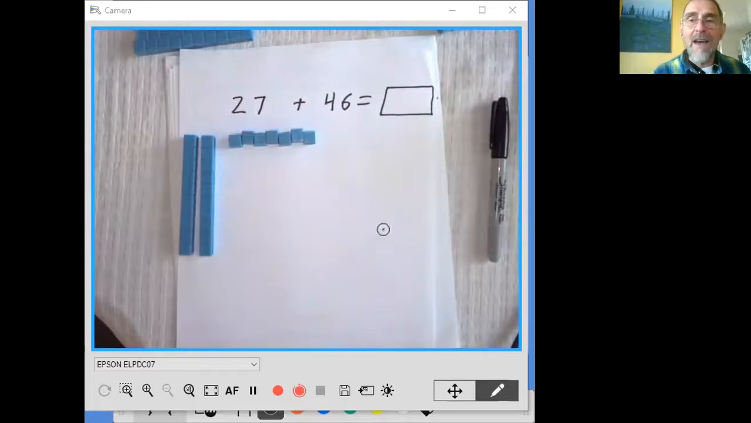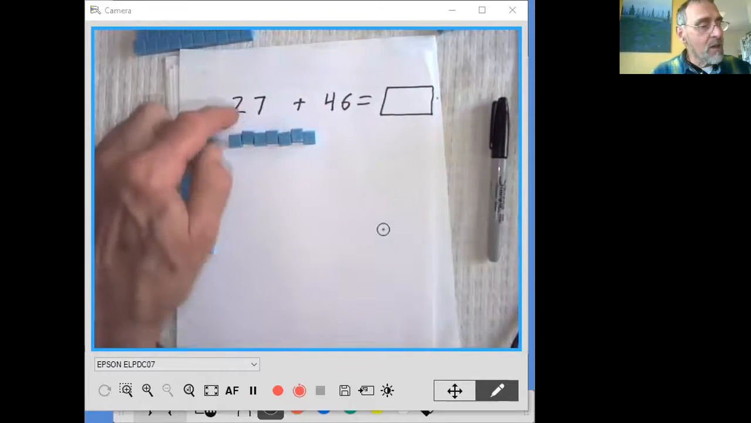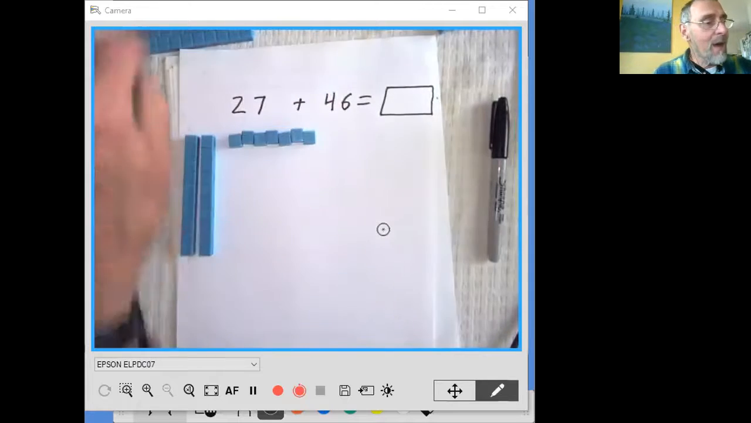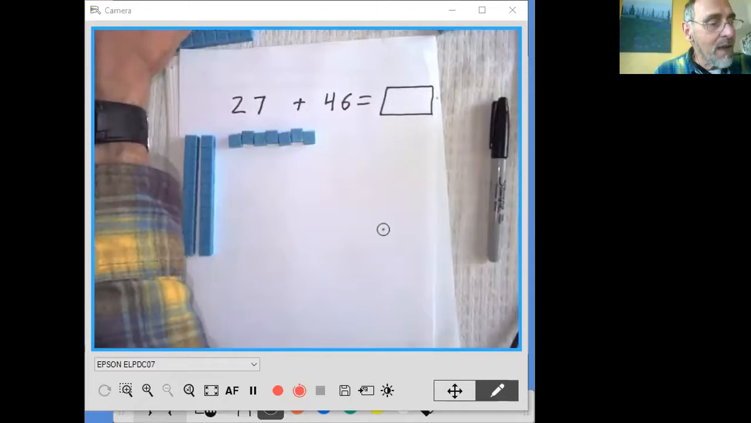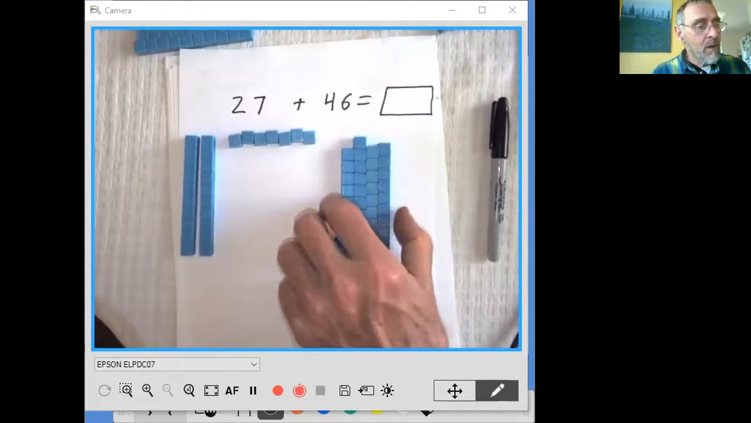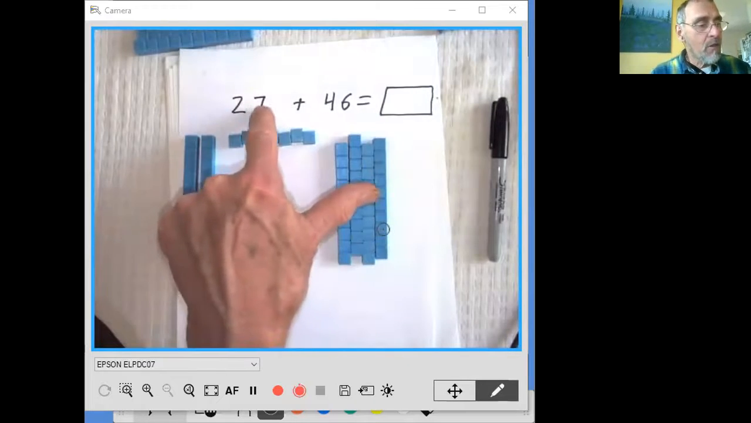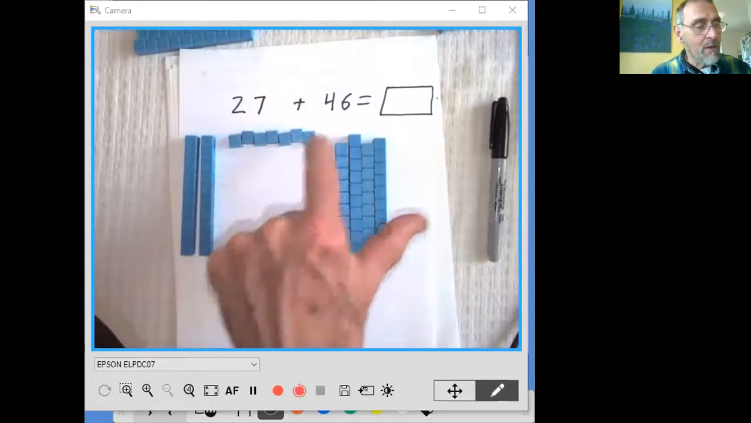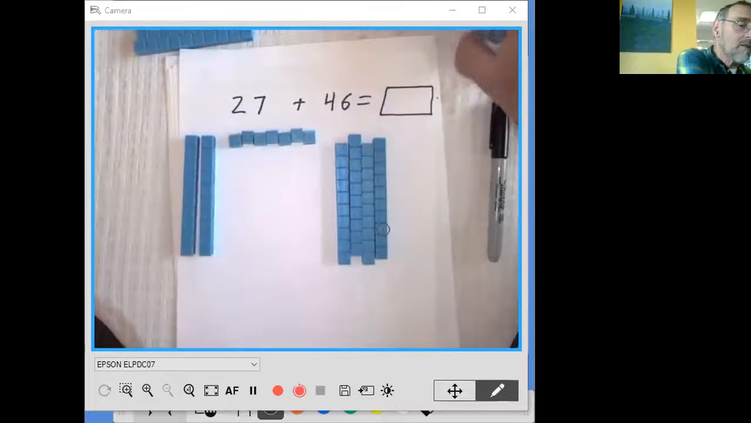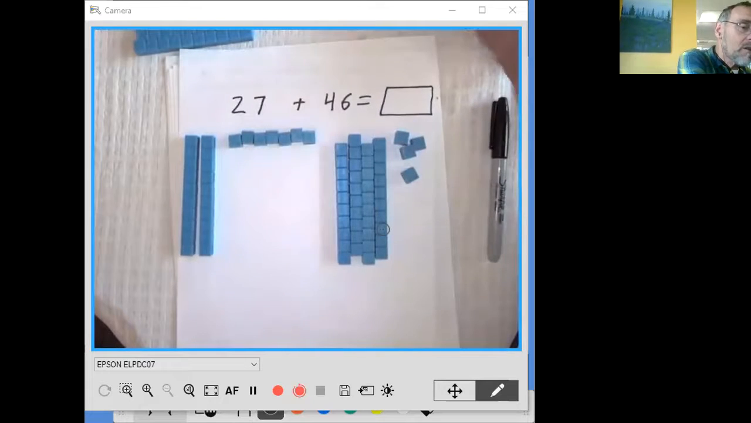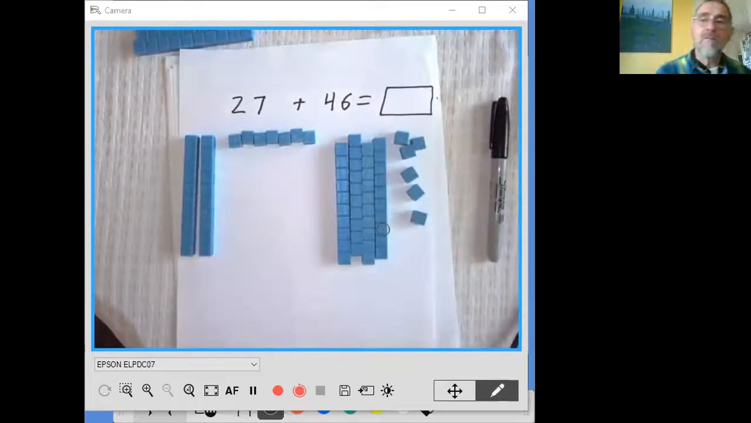And to make a 46, I use the same strategy. The number on the left stands for 10s. So in the 46, that will mean that I will need 4 10s. And how many ones do I need? The number on the right stands for the ones. So that means I need 6 ones. 1, 2, 3, 4, 5, and 6.